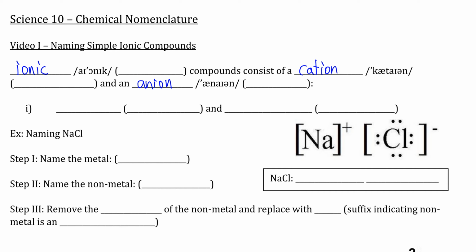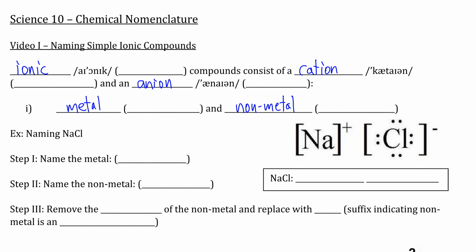And when a cation and an anion combine together, they give you what is called an ionic compound, which balances out the charge. So in this video, we're going to look at how to recognize and how to name ionic compounds where the cation comes from a metal and the anion comes from a nonmetal. These are the simplest forms of ionic compounds.